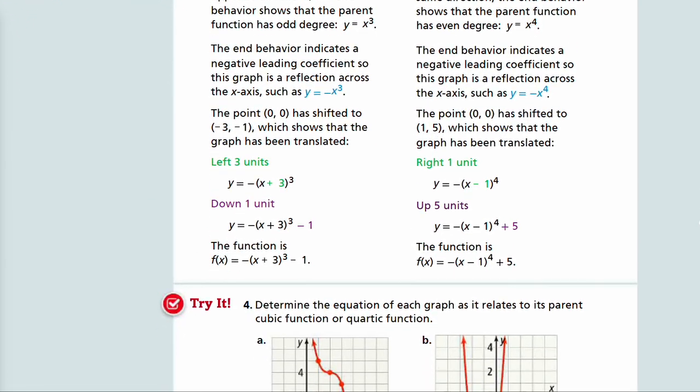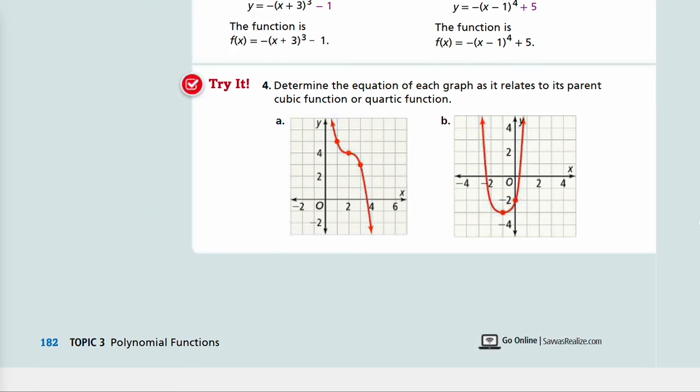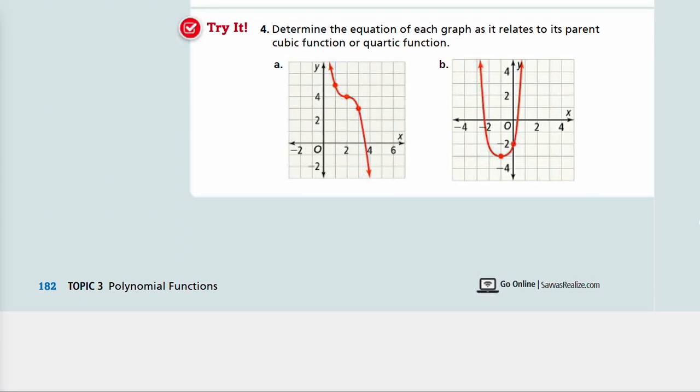Yeah, so let's look at try number 4a and b. Determine the equation of each graph as it relates to its parent cubic function or quartic function. So pause the video, see if you can write the equation by yourself, as I showed you in the example. See if you can do it and come back when you're ready for answers.